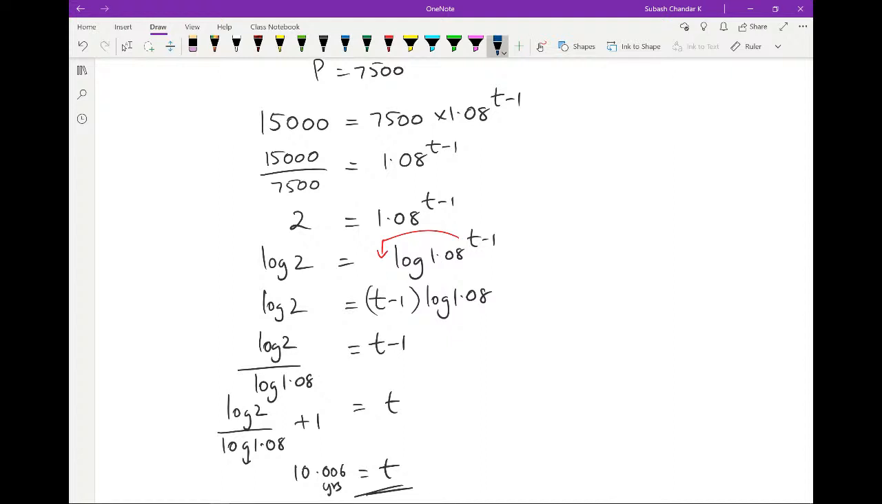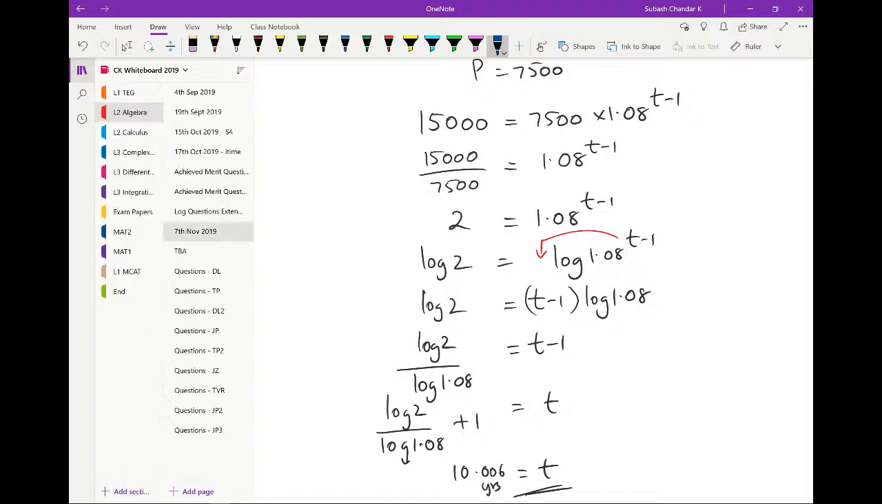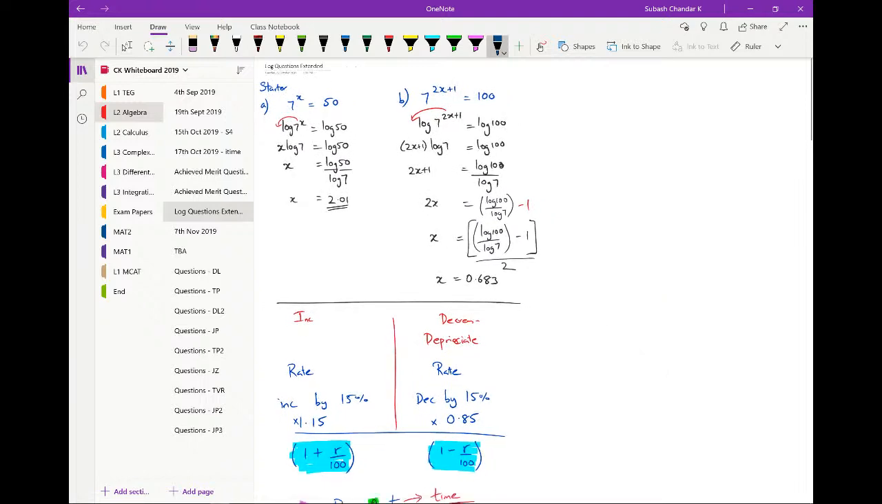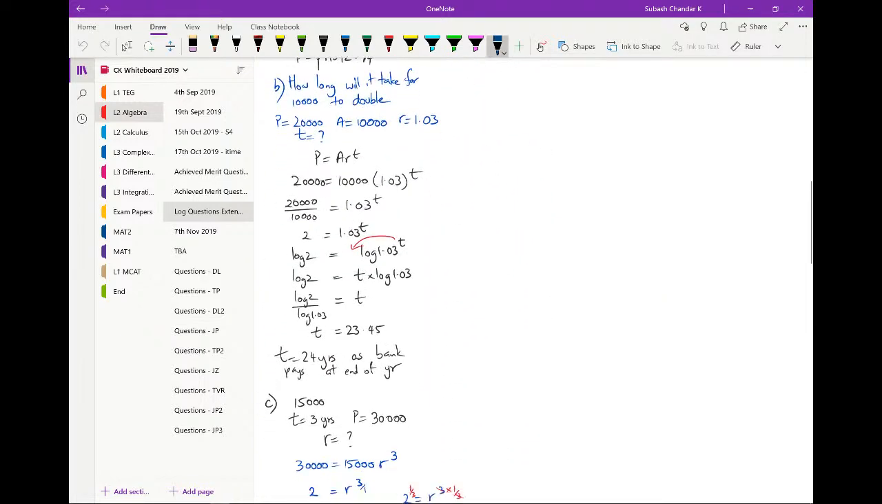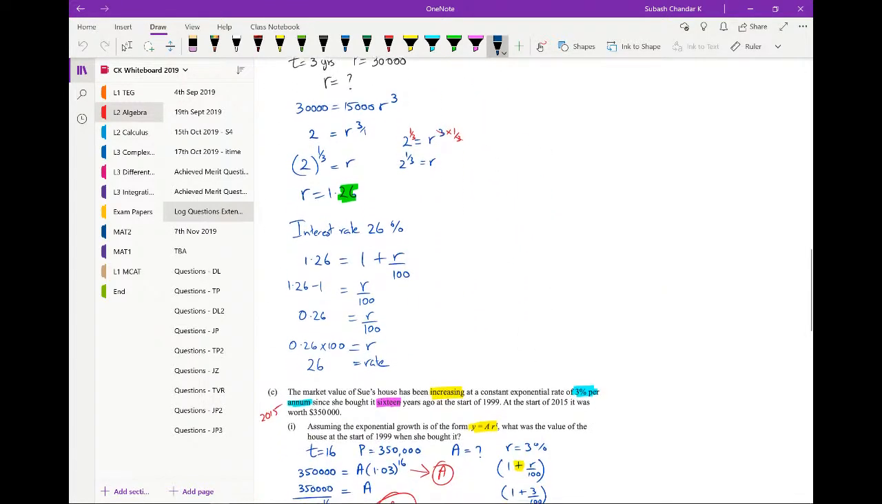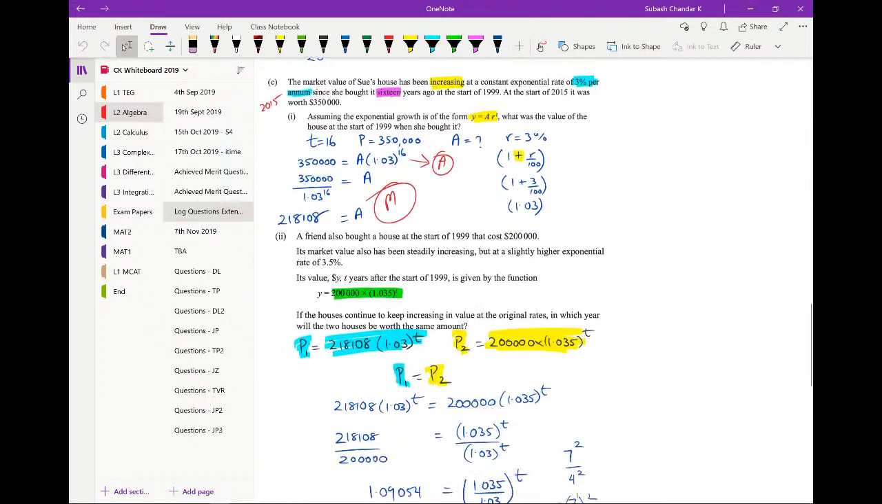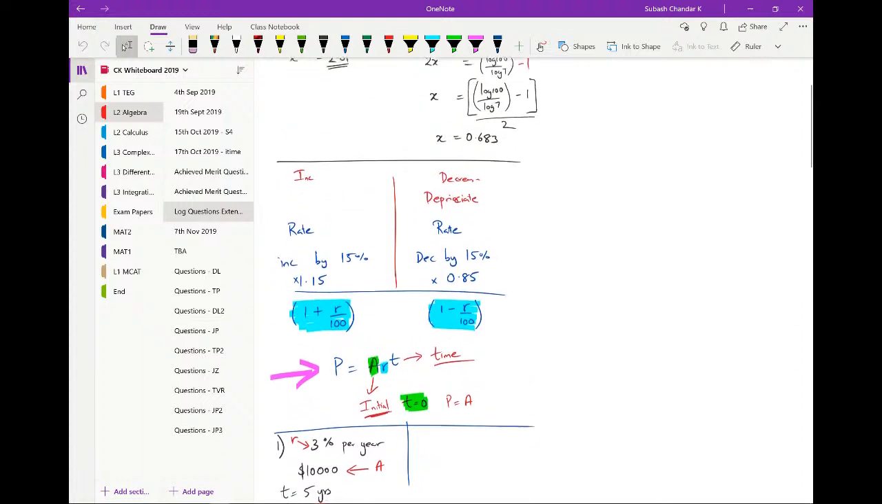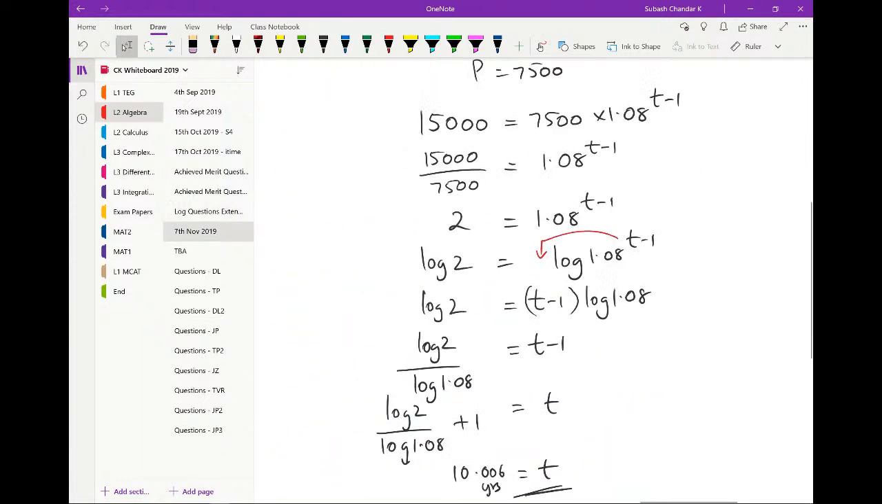Yeah, William, the first part is achieved and the second part is definitely excellence, because any kind of log question where you're trying to find the power ends up being an excellence question. If you have a look at my tutorials, particularly the one I did previously, log questions extended, there are a lot of questions there going through some of those excellence type questions with interest rates and things like that. So if you go back to my playlist, you can find log questions extended.